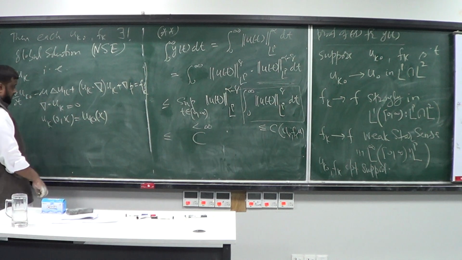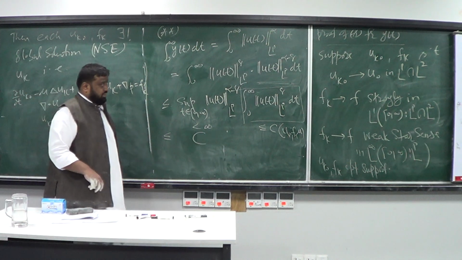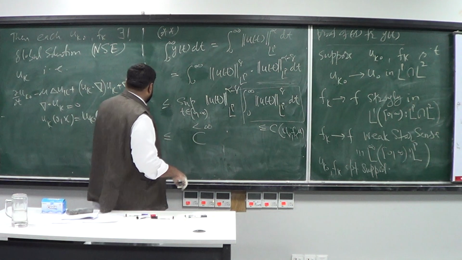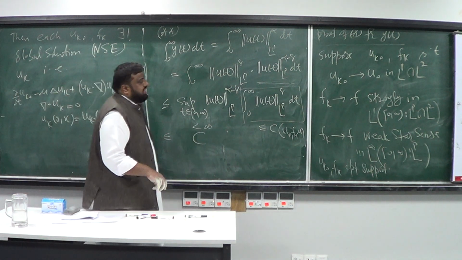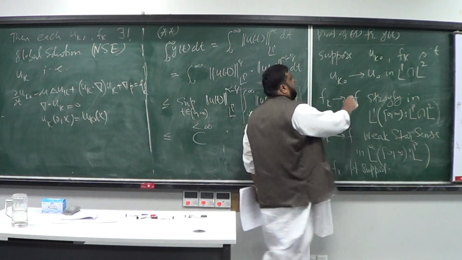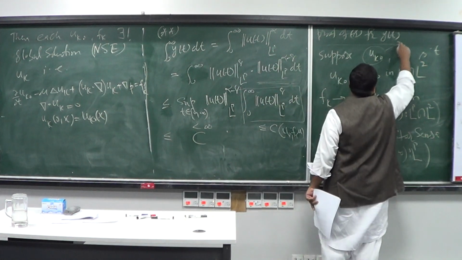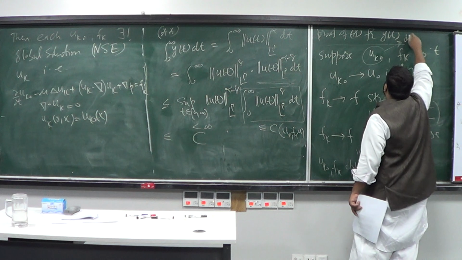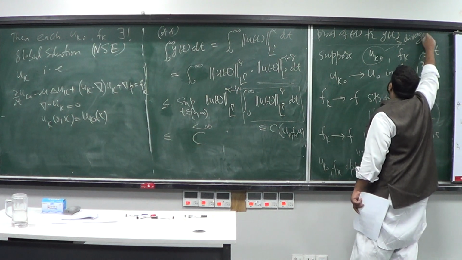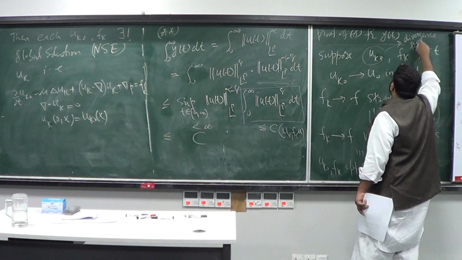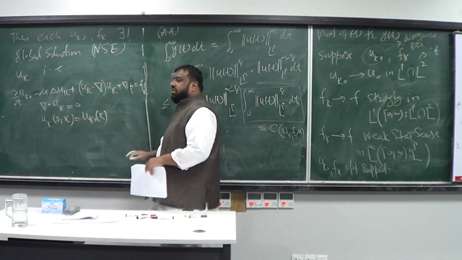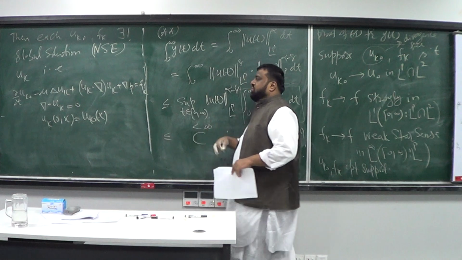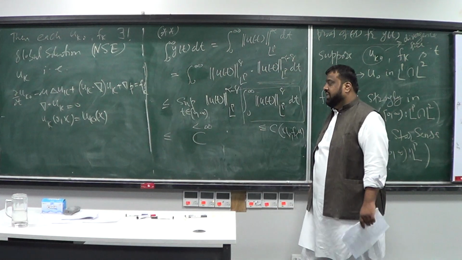By the way, I must say here that these U_k naughts are also divergence free. So the initial conditions are divergence free. Whatever assumptions we had previously on U naught, you also have on U_k naught.